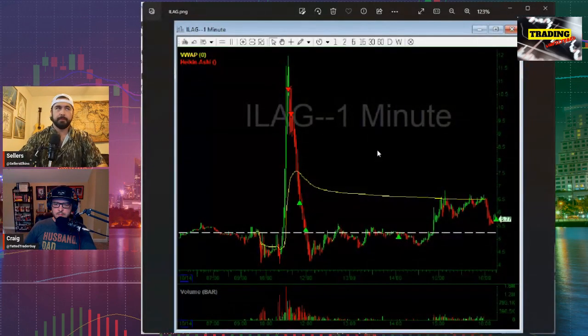So this one right here, ILAG. If I would have taken this when it hit my scanner, it would have been a big loss. I don't remember exactly what price it was when it hit the scanner, but it was probably around $7.50, $8 when it hit that P30, because it halted.